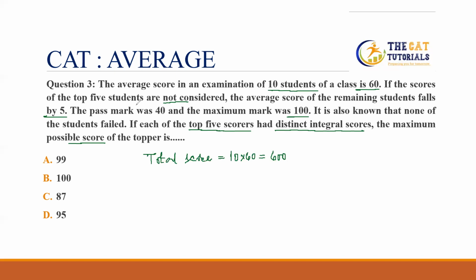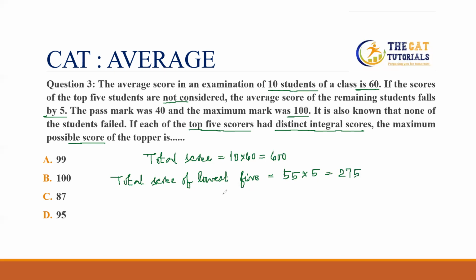If the scores of the top 5 students are not considered, the average score of the remaining students falls by 5. So right now we can write the total score of the lowest 5. So how can you write the total score of the lowest 5? If the average falls down by 5, then the average will be 55. And we have to multiply this by 55 into 5. That is equal to 275.